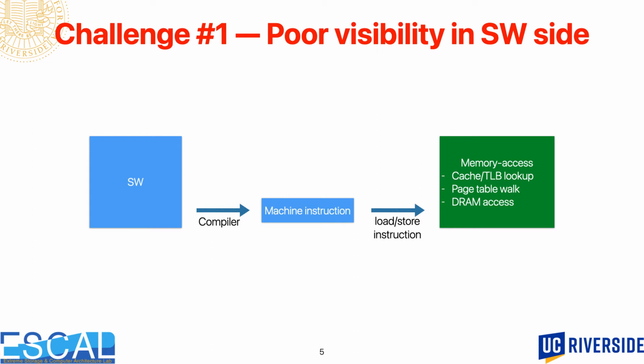The first challenge is a lack of visibility of memory access on the software side. All memory accesses in software are translated into machine instructions, such as load store instructions. Load store instructions will be executed in the processor's pipeline stage. Then all memory behaviors such as cache and TLB lookup, page table walk, or DRAM accesses are served by hardware. Therefore, there is no direct interface between software and memory access.